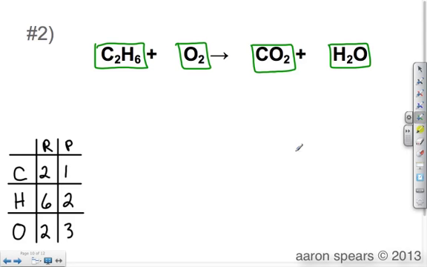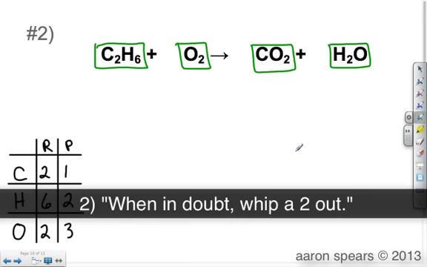Which leads me to my second shortcut, hint, tip, suggestion of the night. And that is, if you get into a situation where you are just scratching your head trying to get the atoms in a chemical equation to balance and you're not having good success, then stop what you're doing, take a deep breath, and remember this little tip. When in doubt, whip a 2 out. And what do I mean?